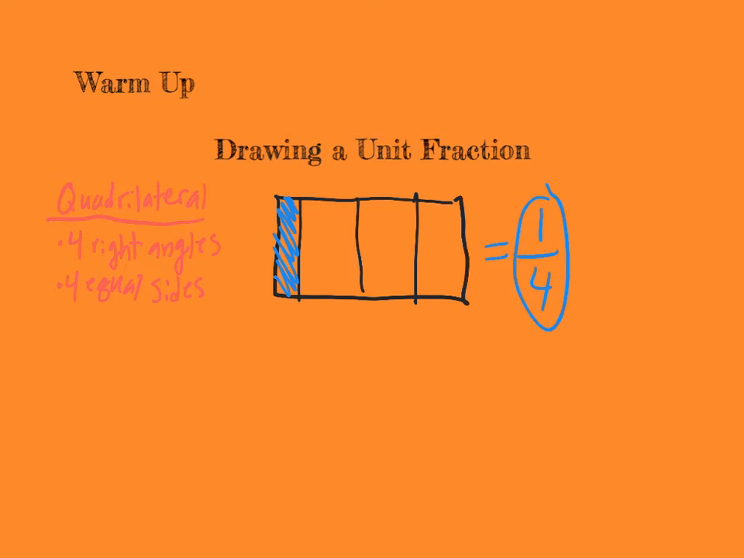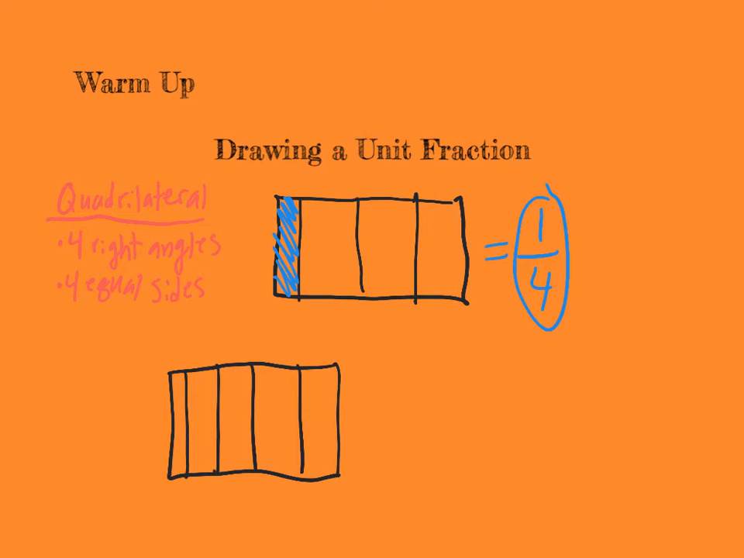Now, if you were to do this again with the same quadrilateral, but you partition it into 5 equal sections, and then you shade in 2 parts of the quadrilateral, what does that give you? That gives you 2/5 of the fraction.